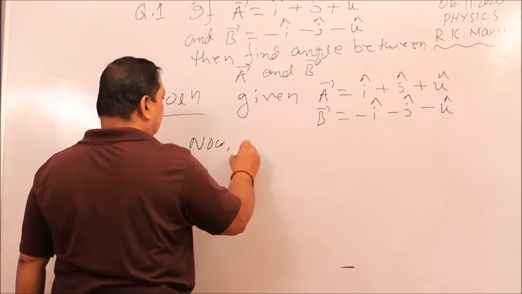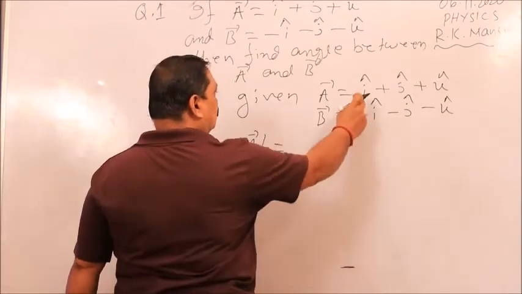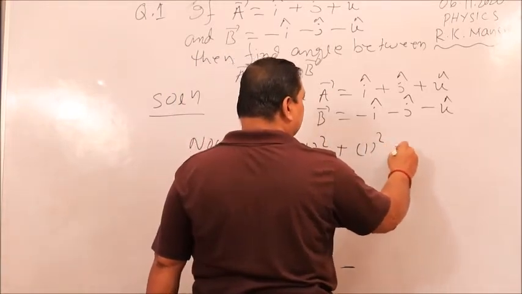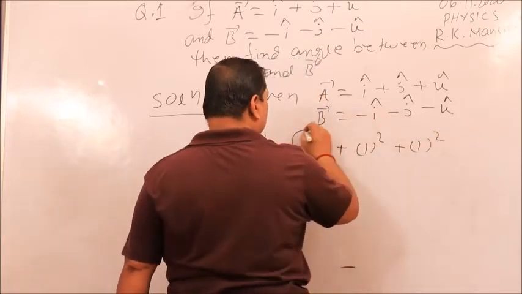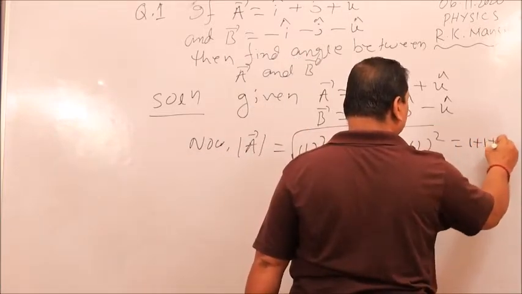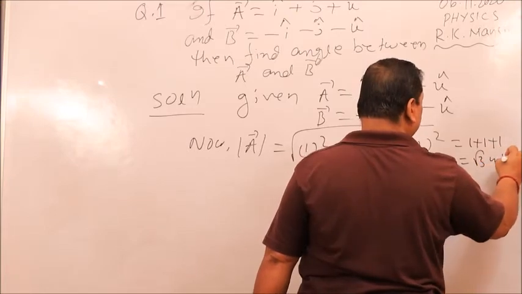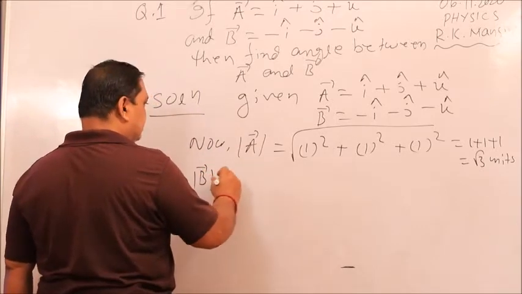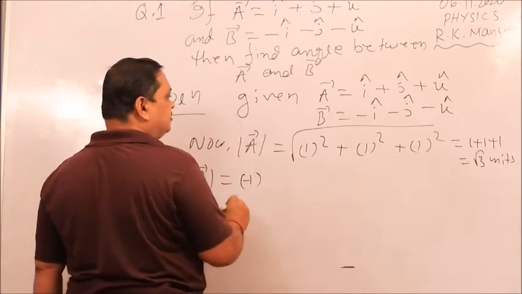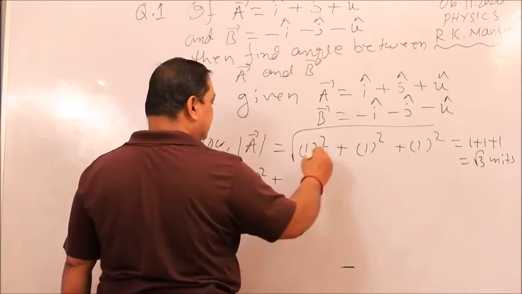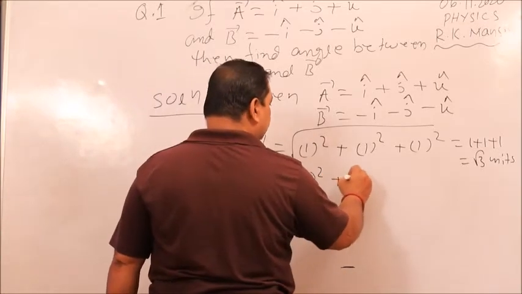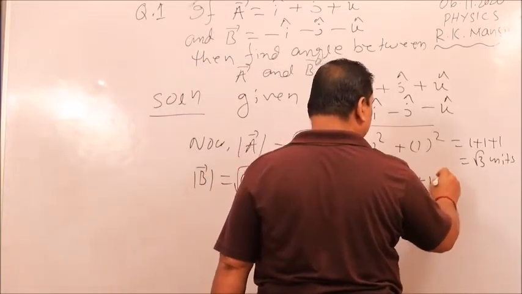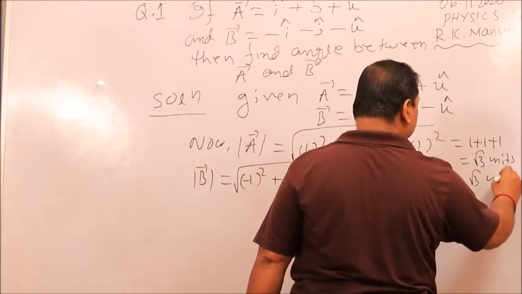Now modulus A equals the square of the coefficient of i cap, which is 1. Similarly the coefficient of j cap is 1 and the coefficient of k cap is 1, so 1 plus 1 plus 1, that is root 3 units. This is the magnitude of vector A. Then find the modulus of vector B. Similarly the coefficient of i cap is minus 1 squared, j cap is minus 1, and the coefficient of k cap is also minus 1. So here also 1 plus 1 plus 1 equals root 3 units.